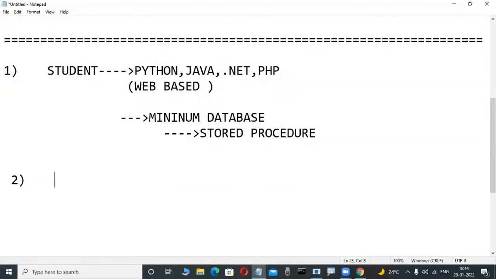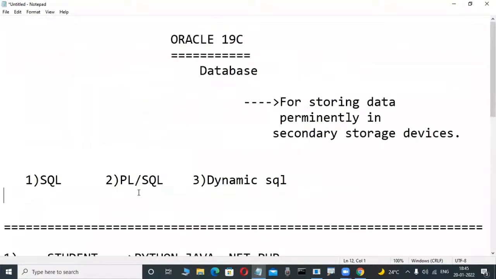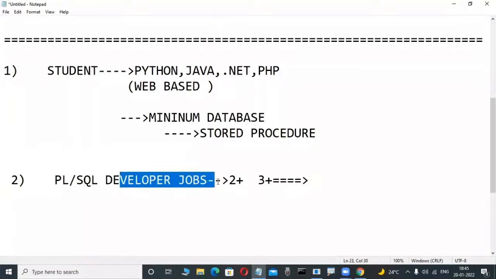Then those persons are applying for PLSQL developer jobs, which are there without any knowledge of Java, .NET, or front end. A non-technical person who doesn't have very good programming skills can go for PLSQL developer jobs. Maybe there is a gap of two or three years. Those persons learn in our course only for PLSQL developer purposes. So many fellows are learning this course from me.